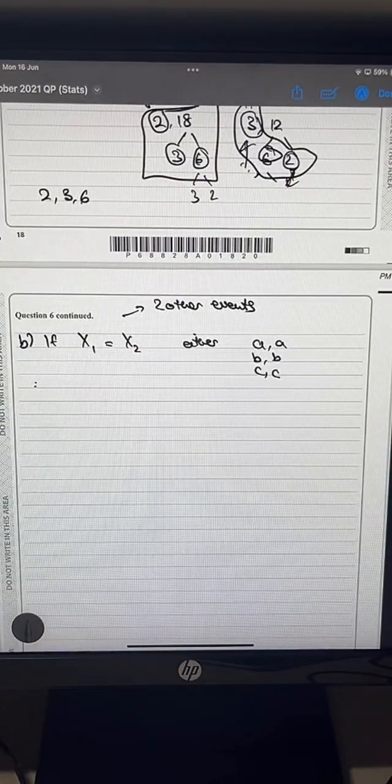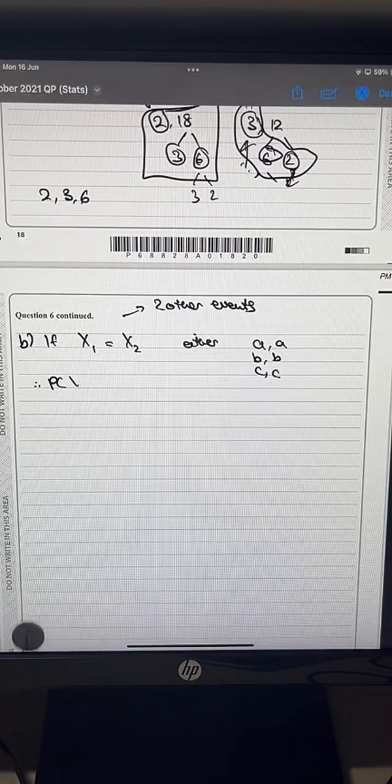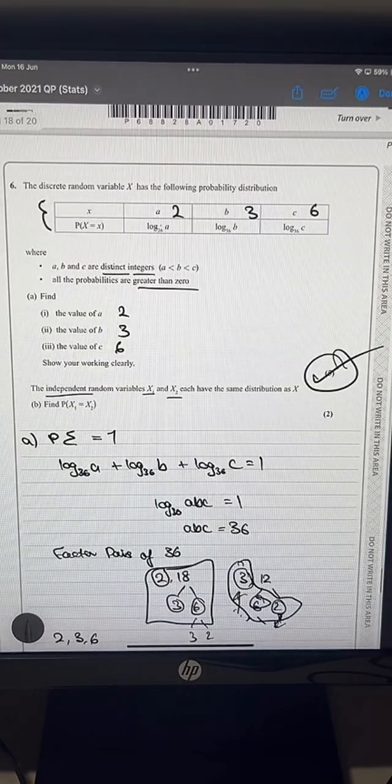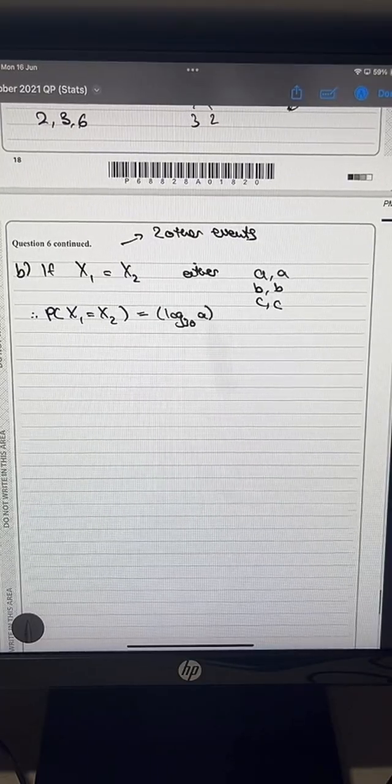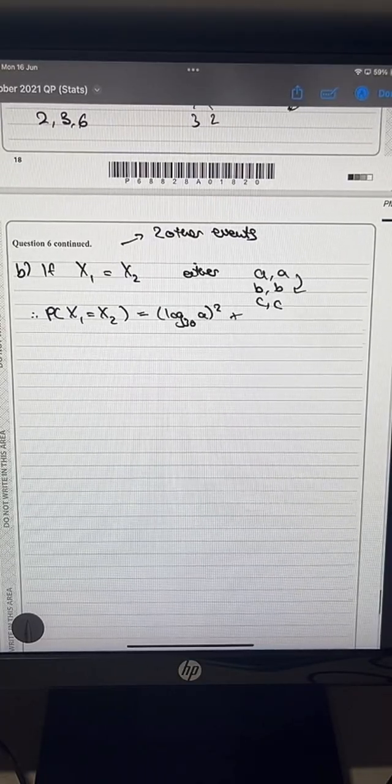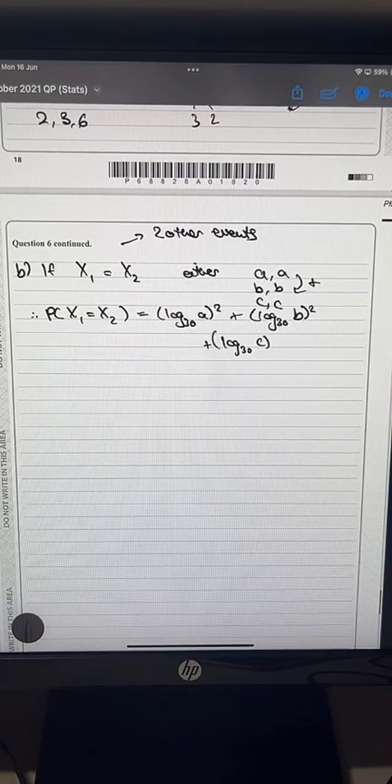So therefore, the probability that x1 equals x2 is the probability of A times the probability of A, which is log 36 of A squared. Or you could have this, so you plus that, log 36 of B squared plus log 36 of C squared. And if you plug in your values, well, A is just 2, B is 3, and C is 6. And you evaluate that, you get 0.0374 and so on.